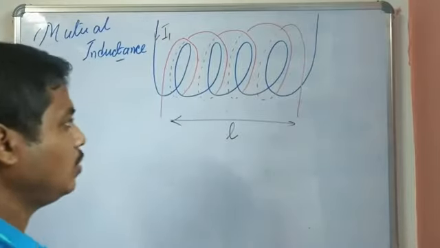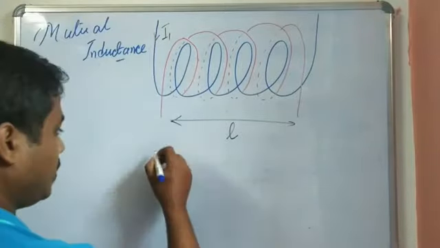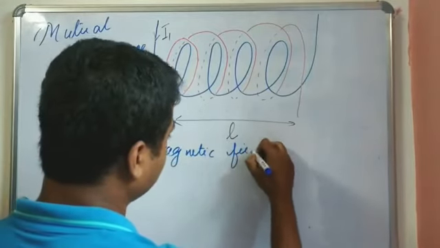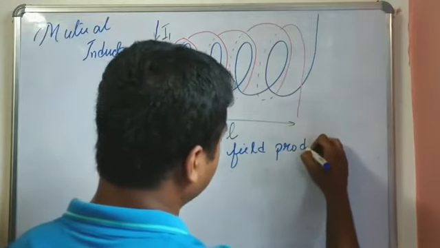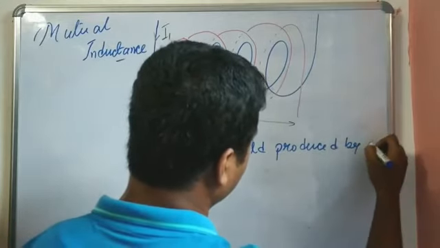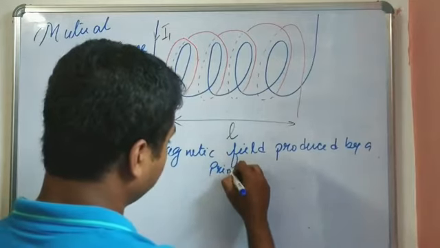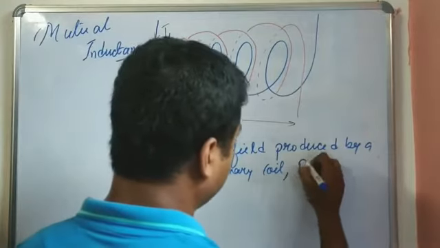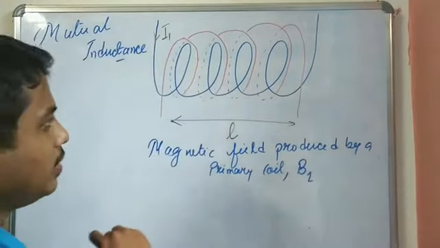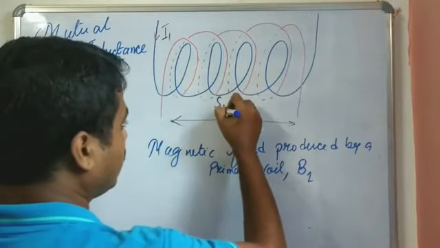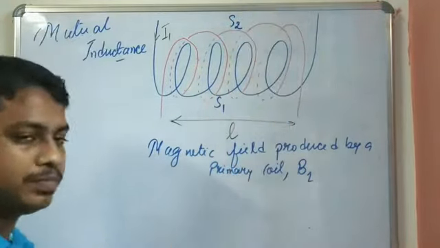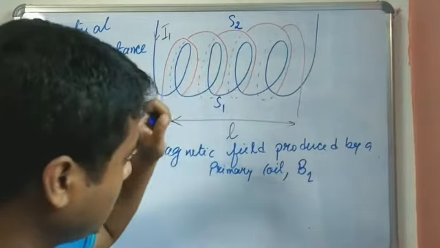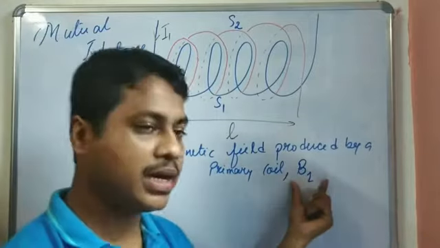Let us first find the magnetic field produced by the primary coil. Magnetic field produced by a primary coil, I'll mark this as B1. Suppose you consider that this is the S1 coil and the red one is your S2 coil. Blue one is S1 and the red one is S2. So I'll consider that the S1 coil is producing a magnetic field of B1.